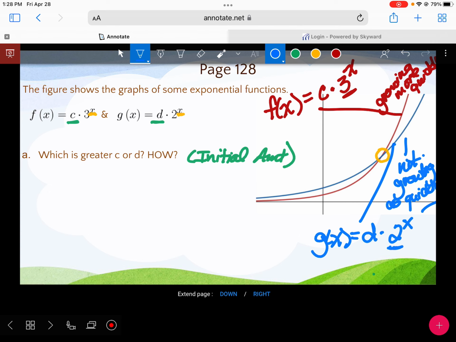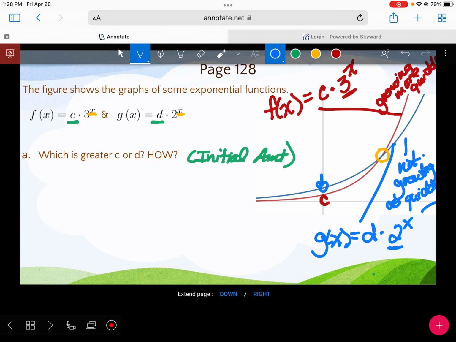Lower. Okay, so that means it is starting at, look at its equation. f of x equals C times 3 to the x. What's the initial amount? C. So red is C. And D is the initial amount for the blue line. So D is this amount right here. So which one is greater, C or D? D, because it's higher up on the y-axis.